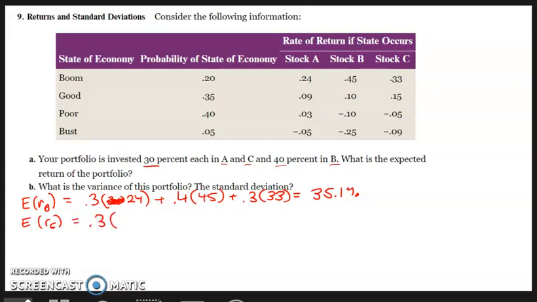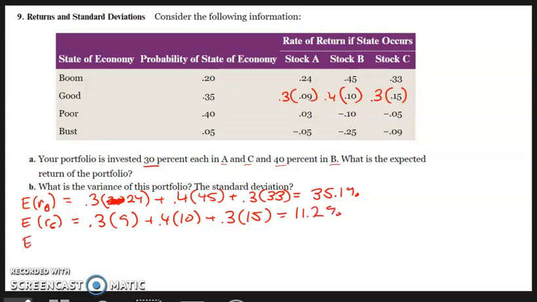So the expected return in the good state: 0.3 times 9% plus 0.4 times 10% plus 0.3 times 15%. So just to make sure, I'm doing the exact same thing, adding all these up, and that's 11.2%.